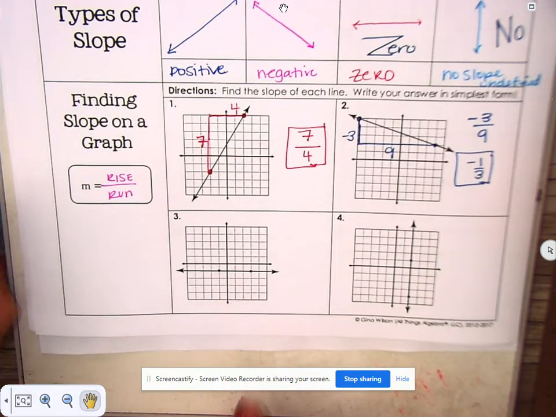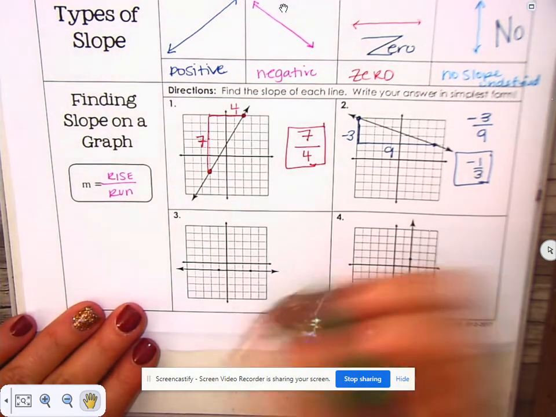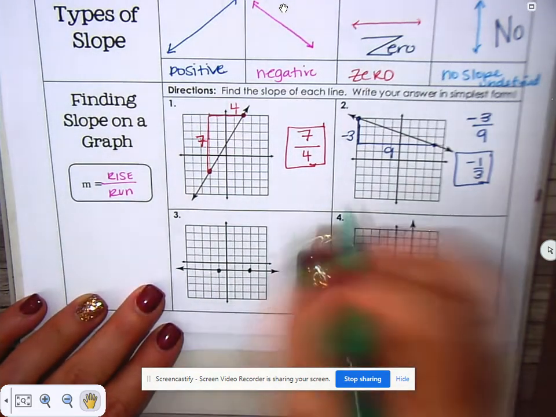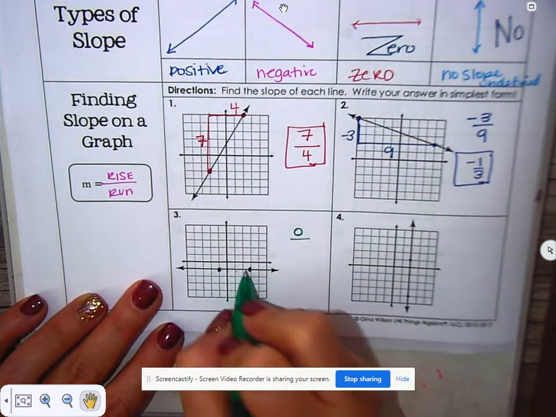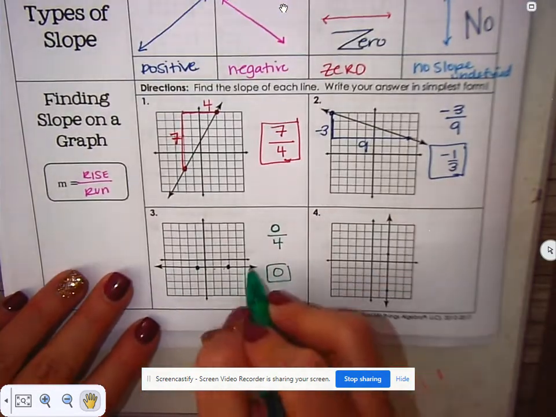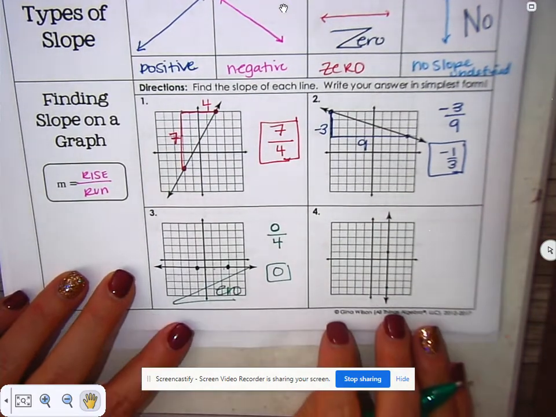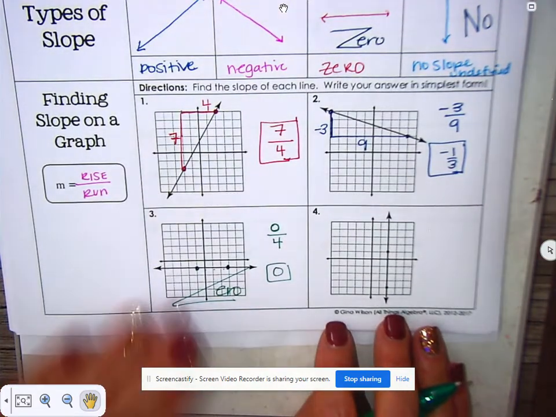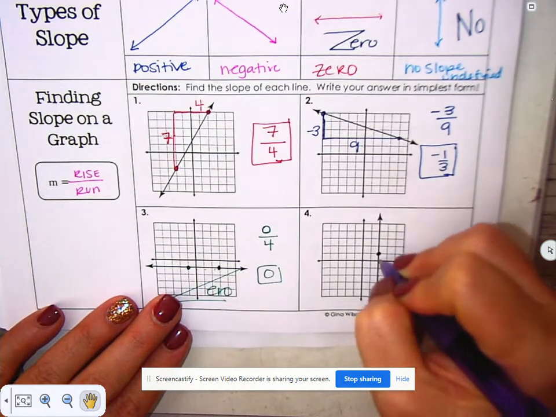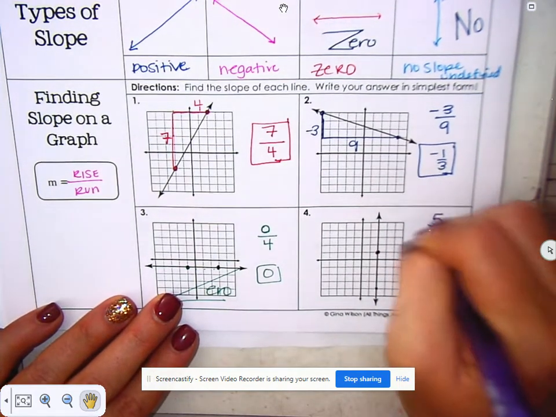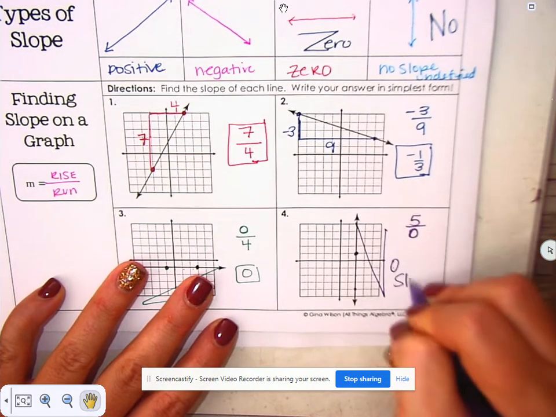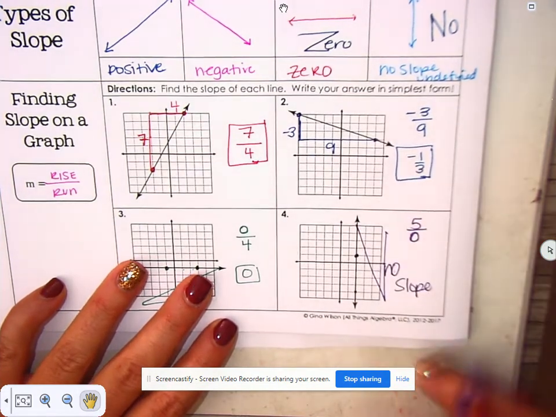So, y'all, I'm going to fly through these because they literally are just counting. Here are my two ordered pairs. I don't have to go up or down any, so that's a rise of 0 and a run of 4. But 0 divided by anything is just 0 slope. Again, this is a horizontal line. Now number 4. We're going to go up 1, 2, 3, 4, 5, but then we don't have to go left or right any. So again, with the 0 on the bottom, that is no slope.